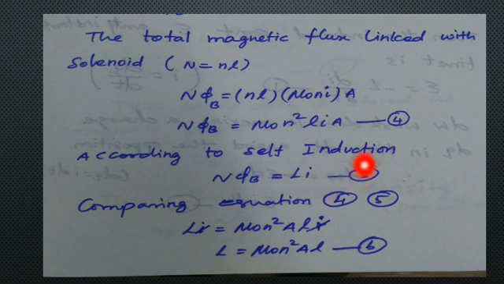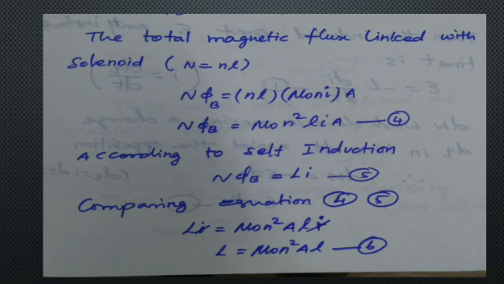Comparing the 4th and 5th equations, this is also N phi B, this is also N phi B. Therefore L i is equal to mu naught n square L i A. Here what will cancel? i cancels. Therefore L is equal to mu naught n square A into L. So this is the self-inductance. This is taken as equation number 6.